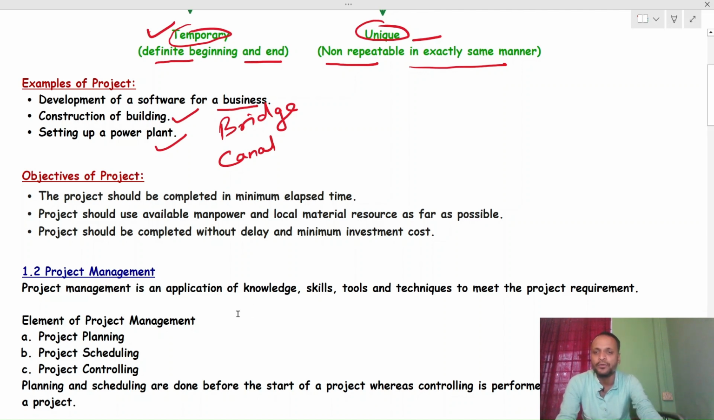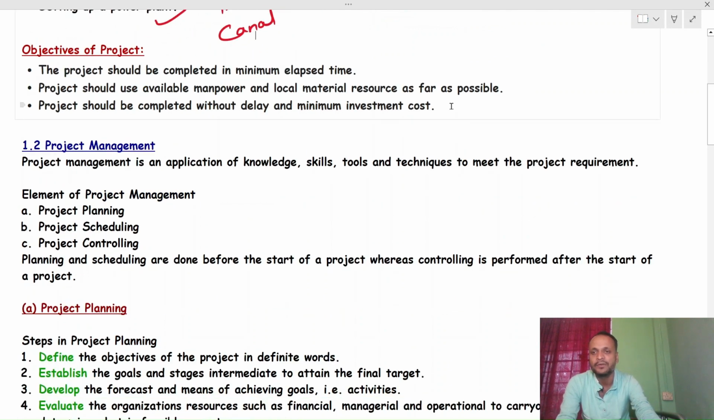Then what is the objective of a project? There are several objectives. The first one is that the project should be completed in minimum elapsed time. This is a very important objective. Also, the project should use available manpower and local material resources as far as possible. Because if you use local manpower and local material resources, you have to spend a very small amount. So that should be an objective of the project.